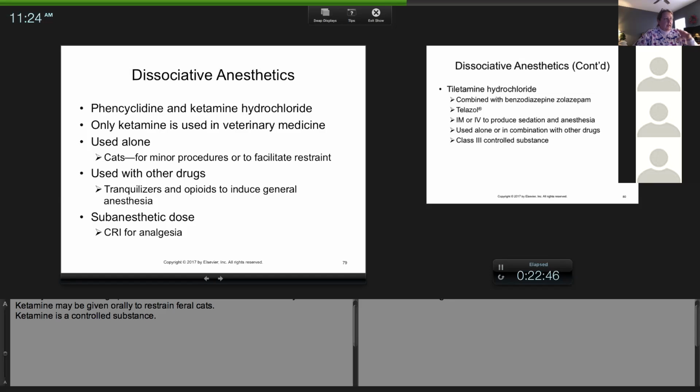Ketamine definitely has a lot of uses. It can be IM, it could be IV. The problem is it's not suitable to give it by itself for induction of general anesthesia. If I want to ketamine a cat for a blood draw, a radiograph, or to groom a cat, you could use ketamine by itself, but they're like a board. They're extremely rigid. So generally, ketamine is always mixed with something. Very rarely by itself.